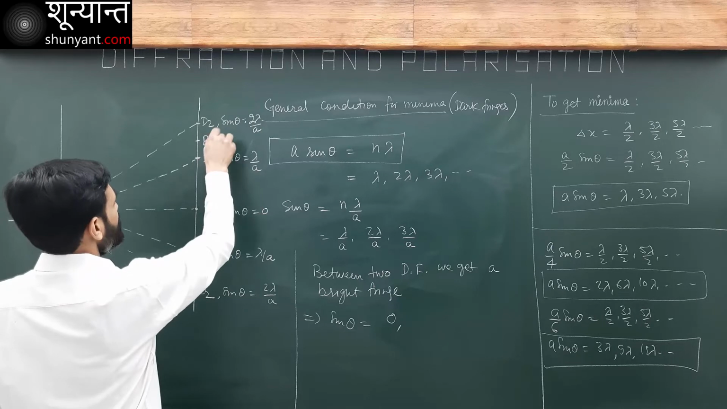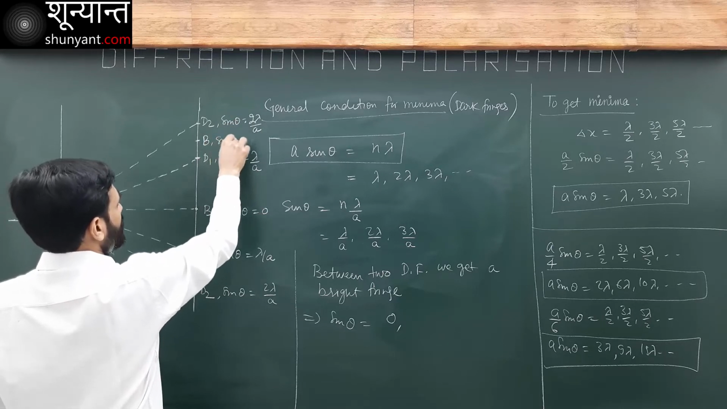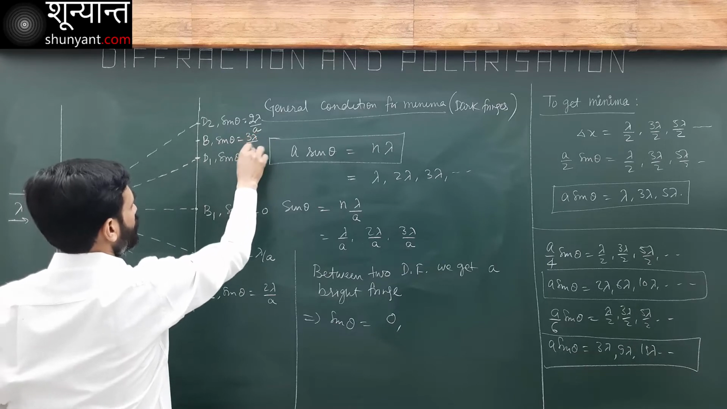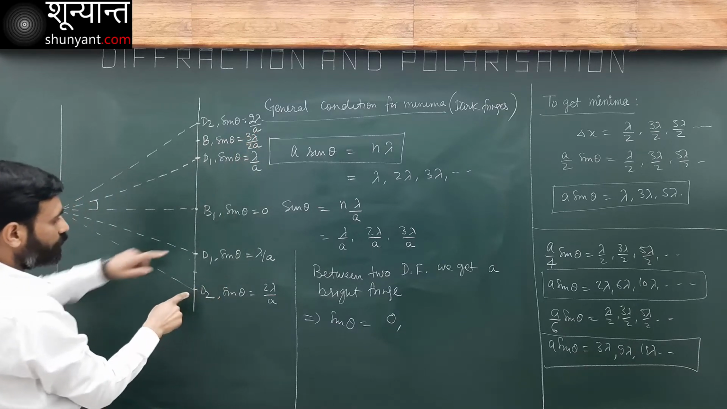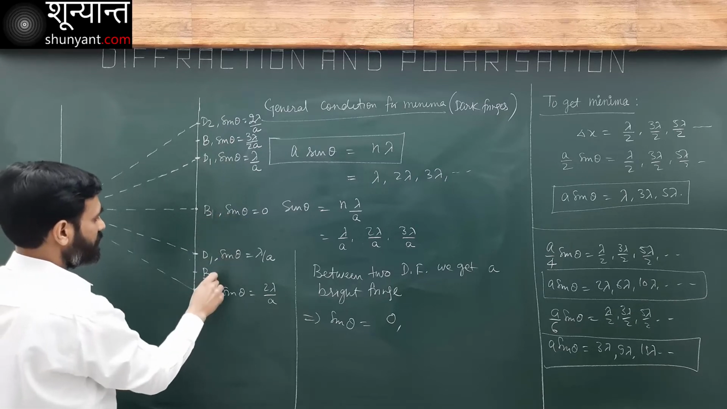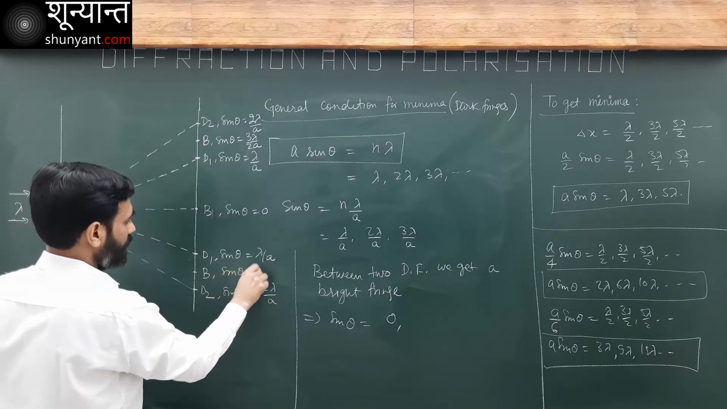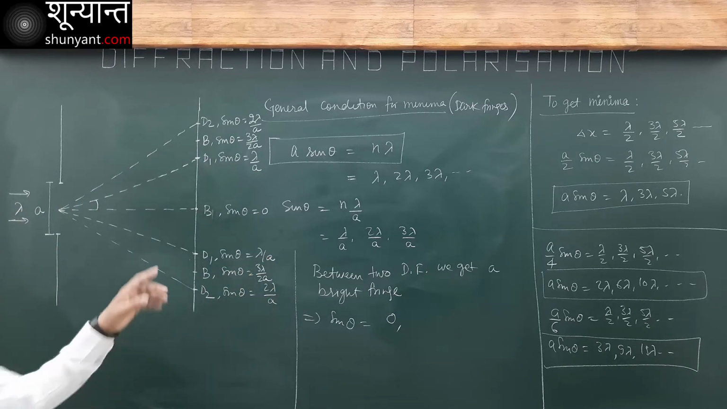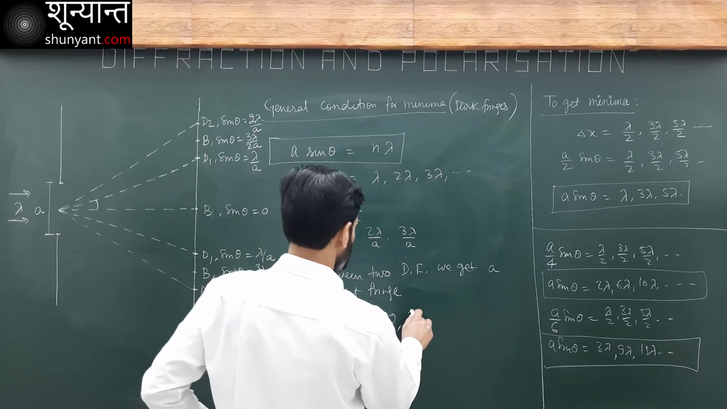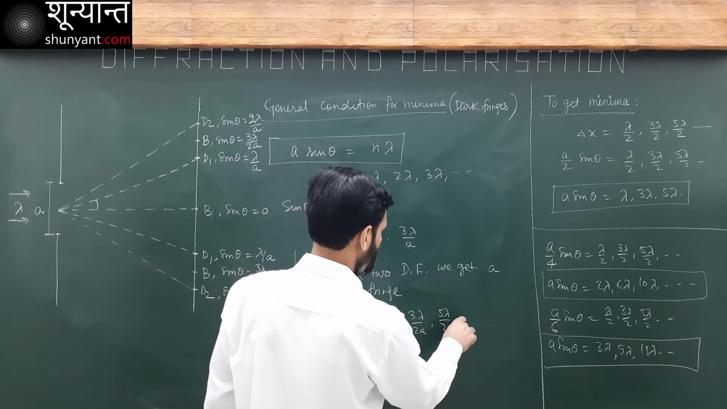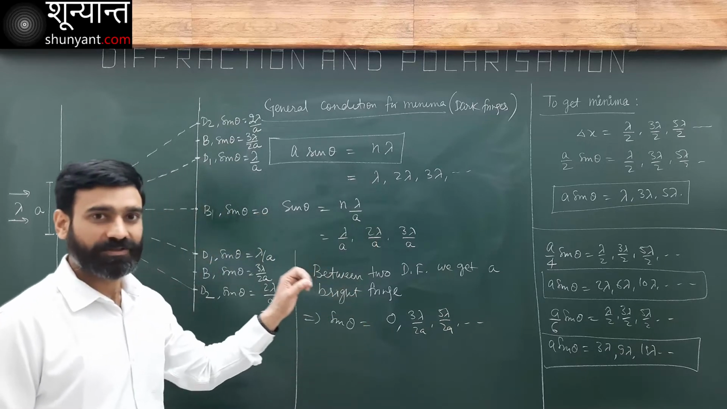Here also this is a bright fringe. Sin theta will be between these two, it is 3 lambda over 2a. Also between two dark fringes I get a bright fringe. Here sin theta is 3 lambda over 2a. So 0, then 3 lambda over 2a, then 5 lambda over 2a, and so on. These are positions of bright fringes.